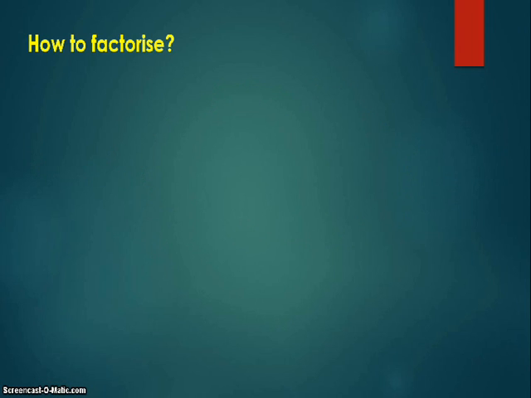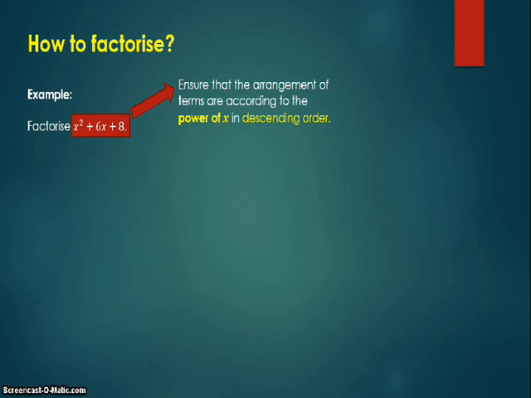So how do we actually factorize quadratic expression, you may ask? So let's take a look at an example. If I ask you to factorize x squared plus 6x plus 8, which is the previous example we just done, this is how we're going to do. First, we ensure that the arrangement of the terms in this quadratic expression are according to the power of x in descending order. So this means that I'm going to put x squared as the first term, followed by x term, followed by the constant term.